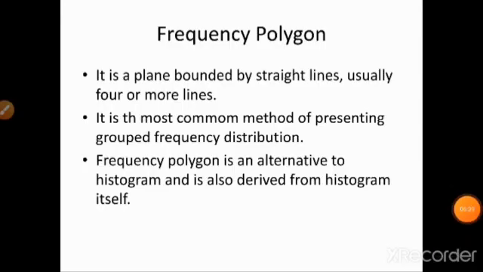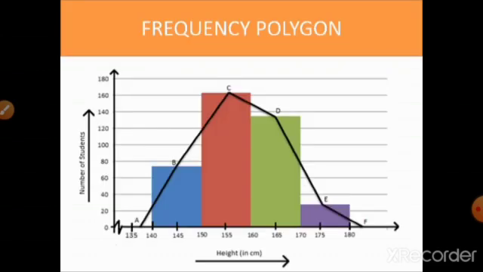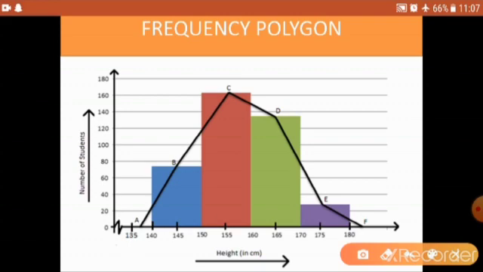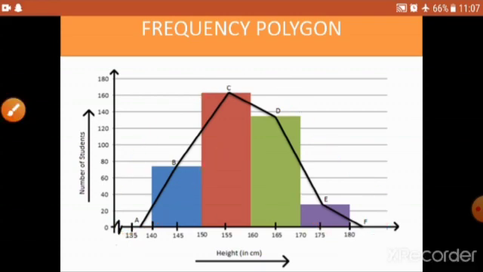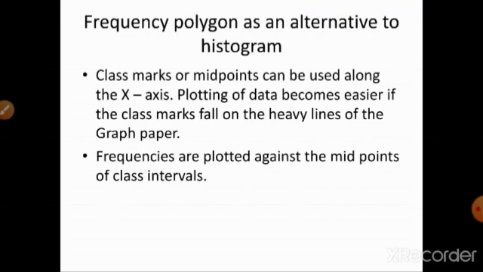The next one is frequency polygons. A frequency polygon is made of straight lines, usually for 4 or more lines. This frequency polygon is an alternative to the histogram. The polygon is derived from the histogram itself. Here we can see the frequency polygon is nothing but the black line which forms here. A frequency polygon can be drawn without using the histogram also. So the frequency polygon is an alternative to the histogram.